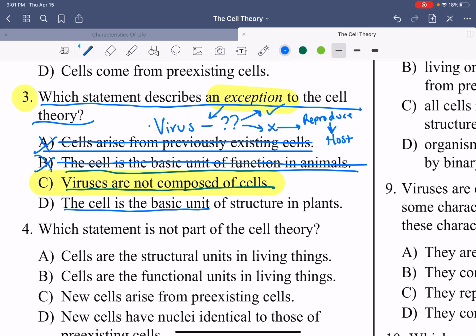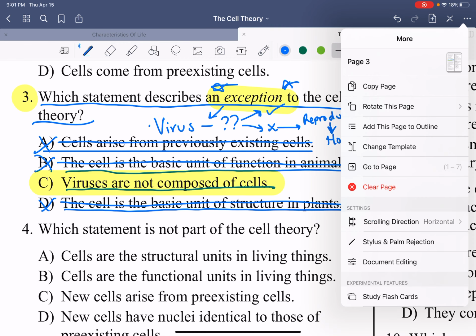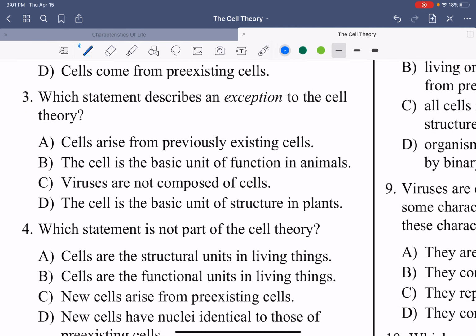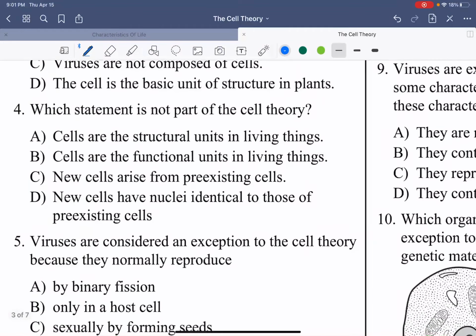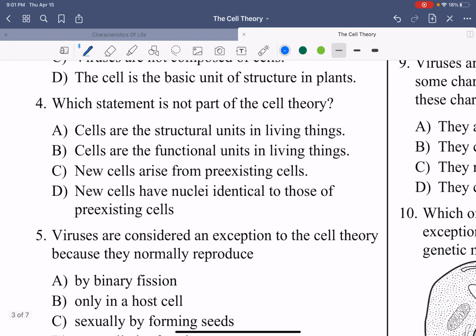The cell is the basic unit of structure in plants. It is, but that's not the exception, because that was the key to answering this question. So 3 was D. All right, let's check out number 4. Which statement is not part of the cell theory? This sounds to me like an exception. It could be the exception, or it could really be that it's not part of the cell theory.